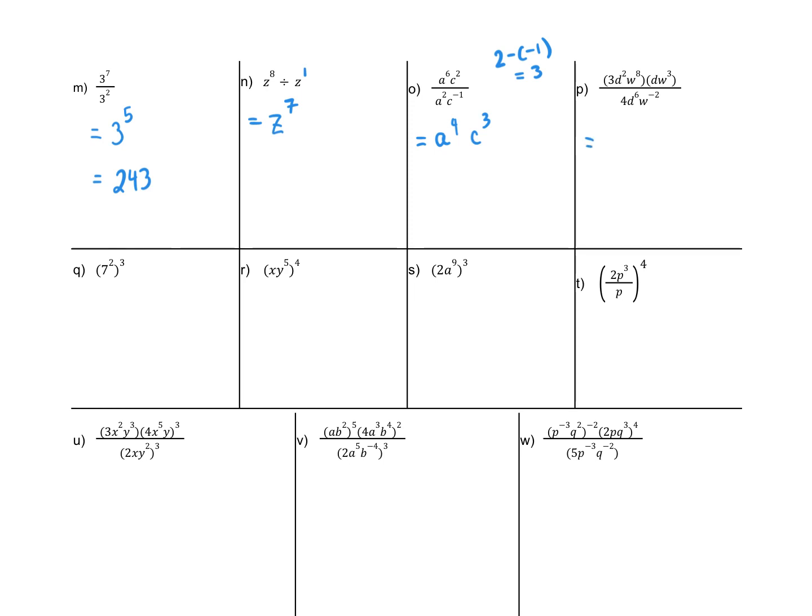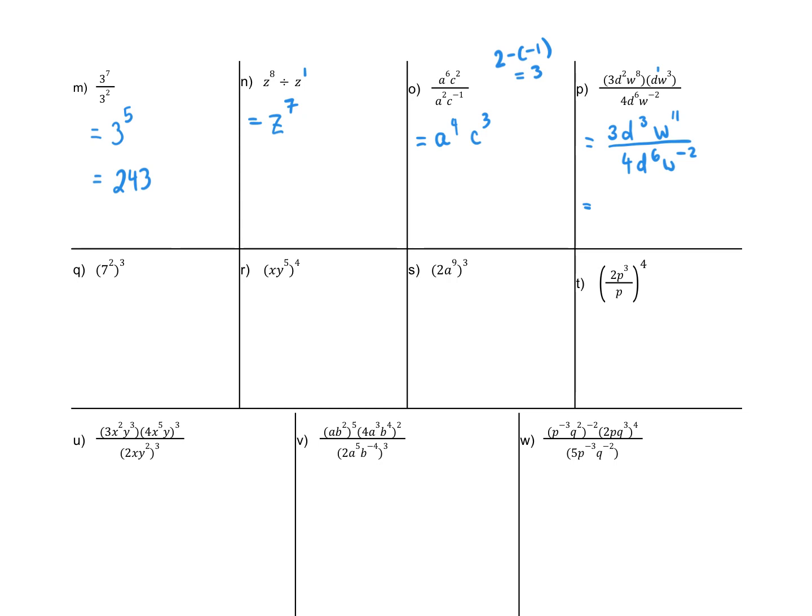For p, now we have multiple rules coming in. I have some multiplication in my numerator, and then because I have a fraction, there's division. So I'm going to clean up the numerator as much as I can, and then I'll do a quotient rule. So the 3 has no one to be multiplied with, and then d squared times d to the power of 1, 2 plus 1 is 3, and then w to the power of 8 times w to the power of 3, 8 plus 3 is 11. All over 4d to the power of 6, w to the power of negative 2.